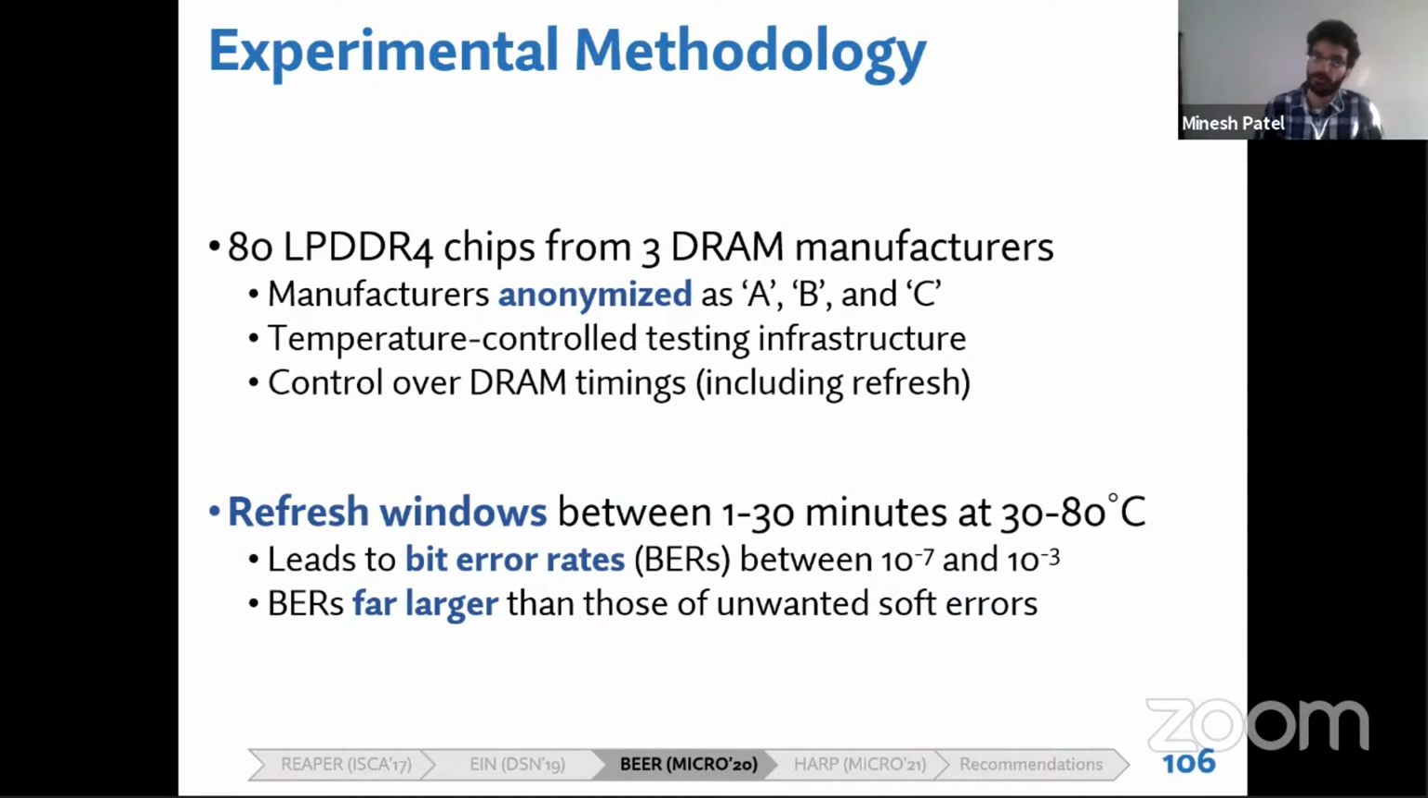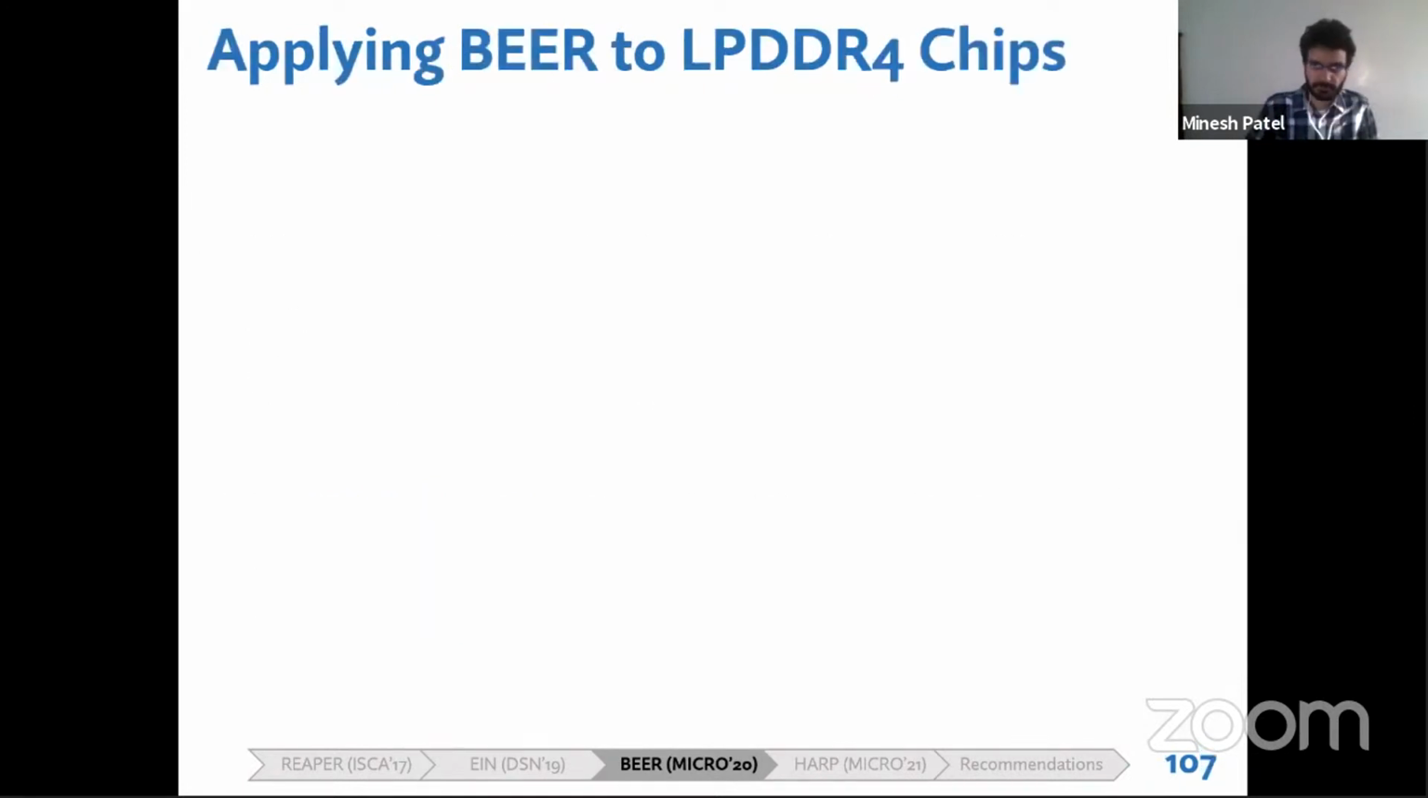And this leads to observed bit error rates between 10 to the -7 and 10 to the -3. Note that these bit error rates are far larger than the error rates of other error mechanisms that might interfere with our tests, for example, unwanted soft errors. And so by and large, we observe data retention errors all throughout the device.